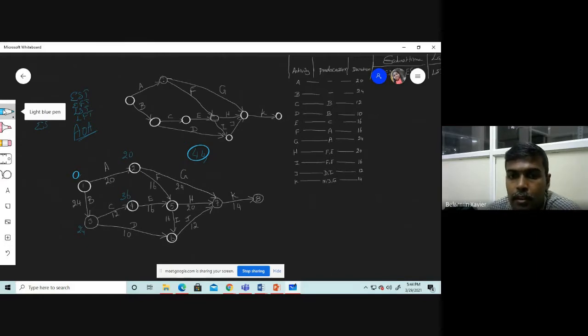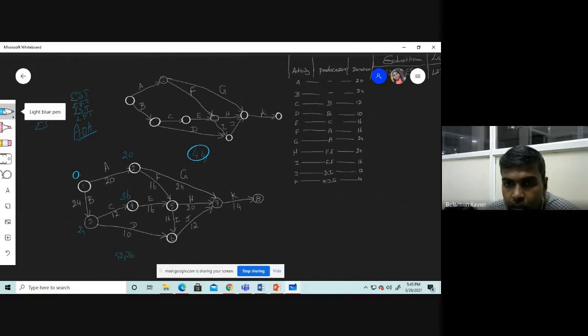Yeah. Next is 36 plus 16, 52 will come, where for node 5, 54, sorry, 52 will come. We can put it in the waiting list because one more activity is there, like F is there. So 20 plus 16, that is 36.